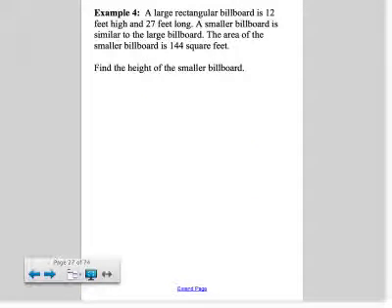Alright, a large rectangular billboard is 12 feet high and 27 feet long. A smaller billboard is similar to the large billboard. The area of the smaller one is 144. Find the height of the smaller billboard. Okay, so here's the deal. We know the area of the small one. We can find the area of the larger one since it's 12 by 27.